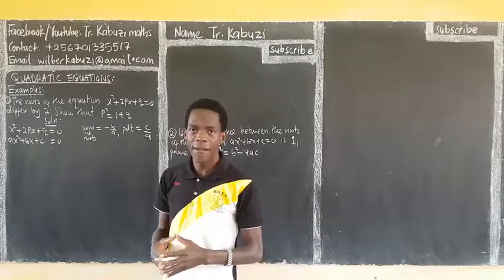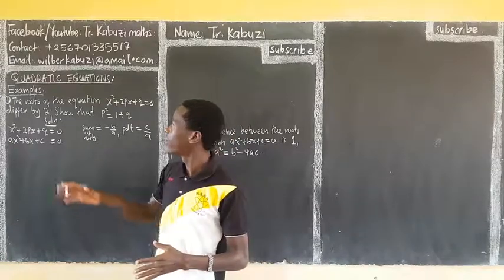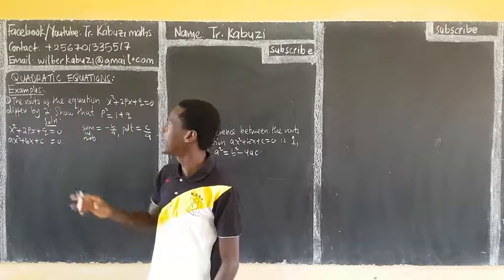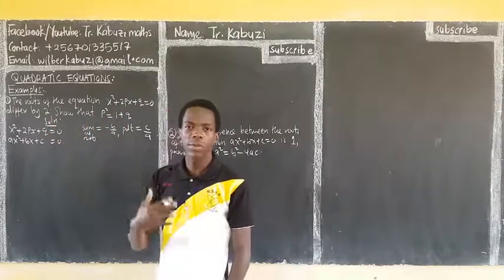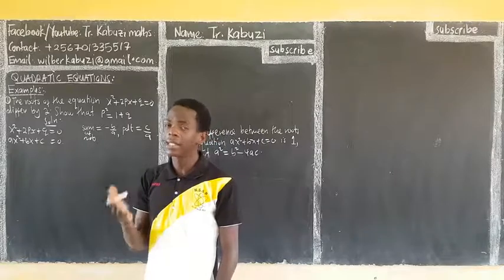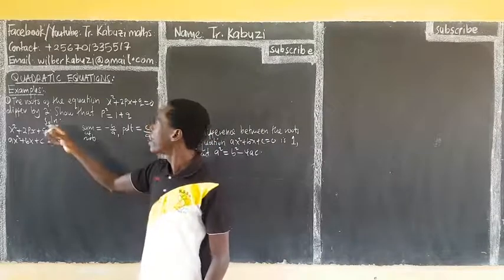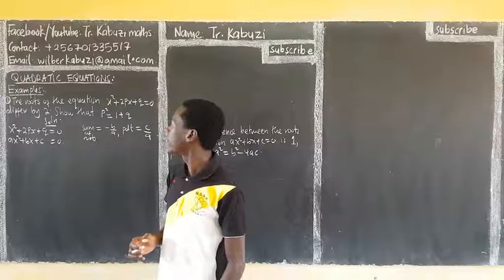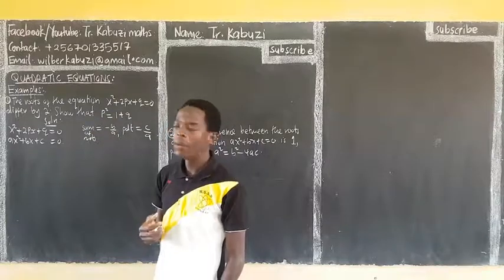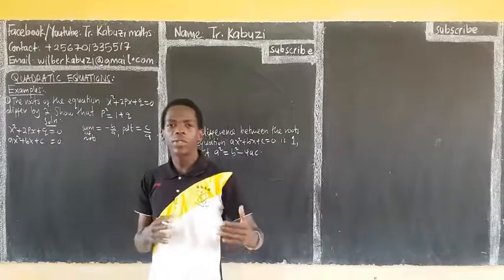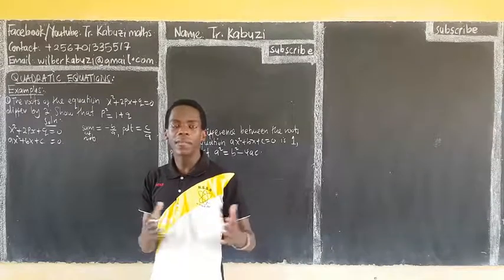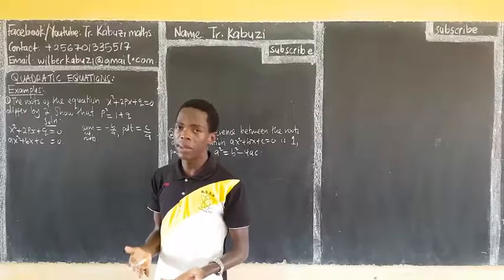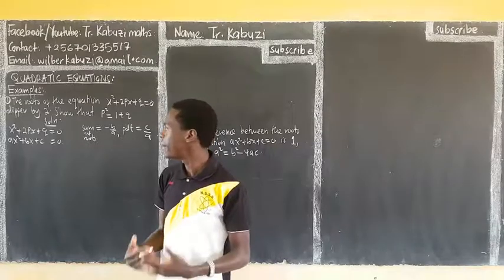Now, here we have a question which says the roots of the equation x squared plus 2px plus q equal to 0 differ by 2. So those roots of this equation, their difference is 2. Show that p squared is equal to 1 plus q. Now, the idea is those roots you are getting, when you subtract them, the difference should be 2. There are many ways you can get these roots, but I'm going to show you the easiest method.